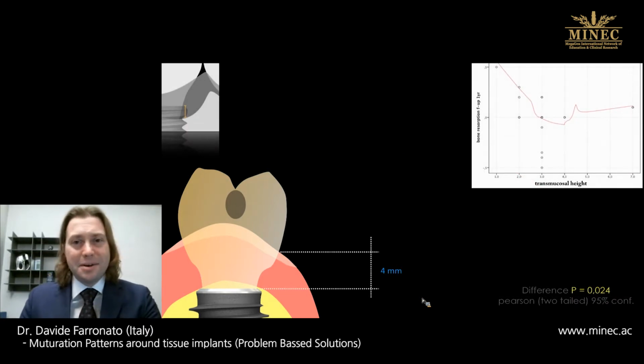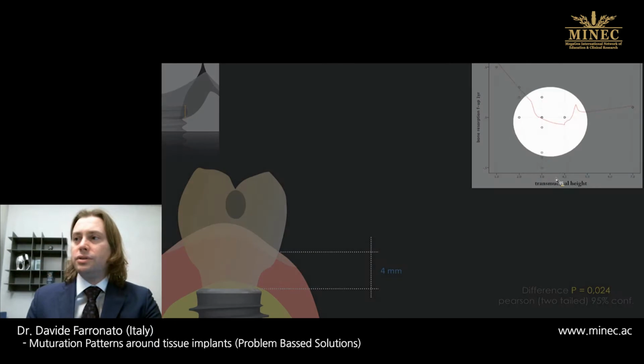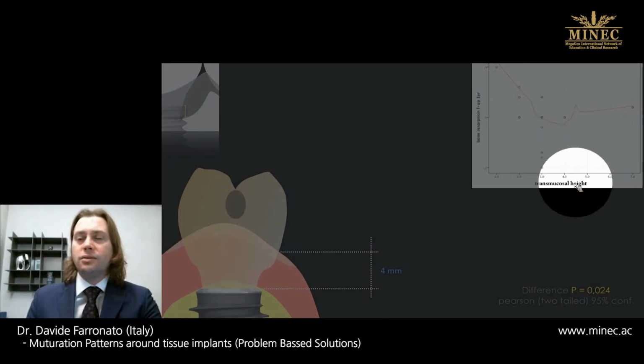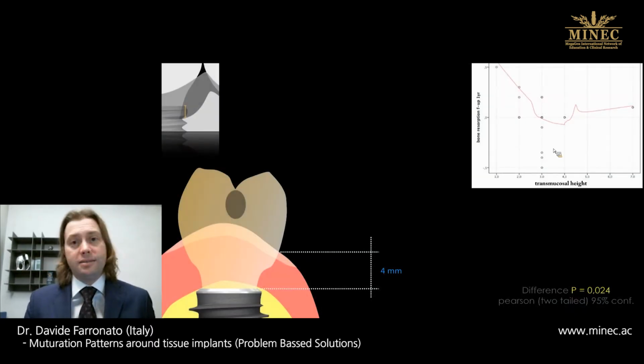This is the last number, so you're not getting bored so much. The transmucosal distance on the buccal side, on average 4 mm, was what gave the best performance in reducing bone resorption. So when the transmucosal height was 4 mm, the bone was resorbing less and the tissue was remodeling less.